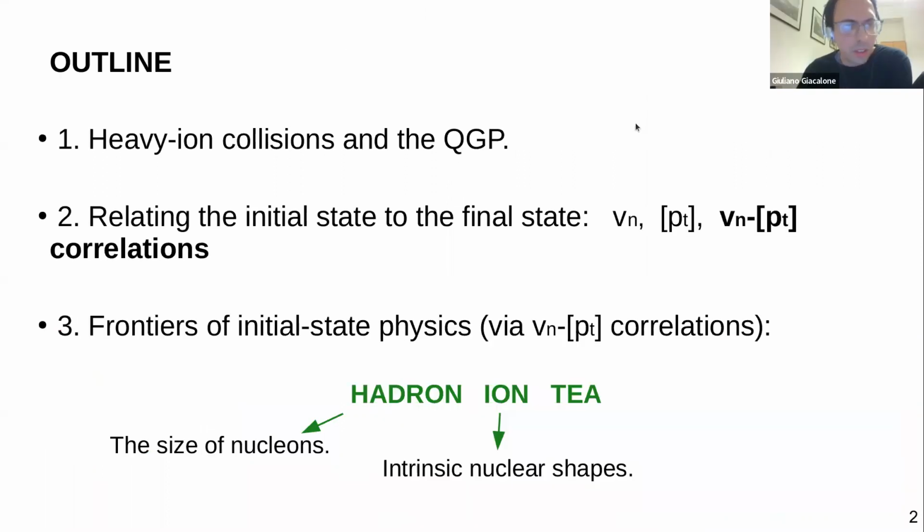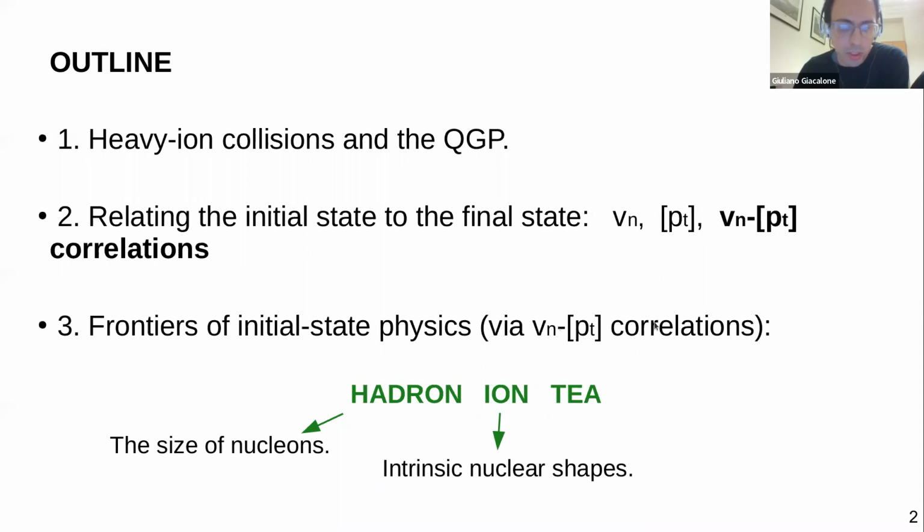I will give a quick review of heavy ion collisions and QGP, and the way we probe the initial state of quark-gluon plasma from data, so how to relate final state quantities to initial state ones. We'll discuss in particular the most powerful probes, I believe, which are the flow coefficients and the mean transverse momentum. The focus of this talk is on mean transverse momentum and flow coefficient correlations, which open a lot of possibilities. Then I will discuss what frontiers of the physics of the initial state you can probe with these observables.